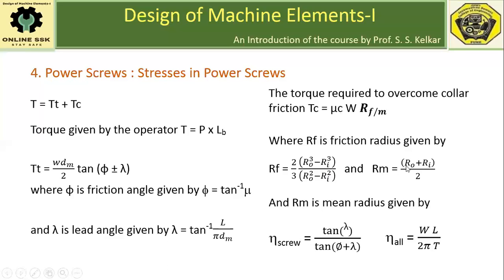Rm is equal to Ro plus Ri divided by 2, whereas friction radius Rf is given by 2/3 of Ro cube minus Ri cube divided by Ro square minus Ri square. Here Rm represents the mean radius. Now also we have discussed that the efficiency of the nut screw arrangement is given by tan of lambda divided by tan of phi plus lambda, and the overall efficiency of the application is given by WL upon 2 pi T. This entire discussion we have already gone through.